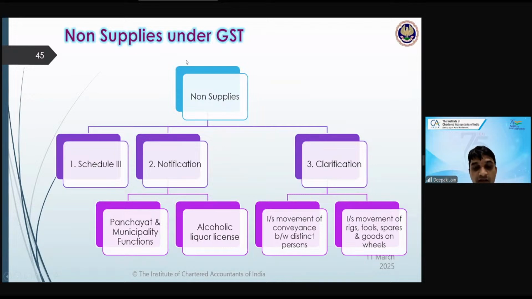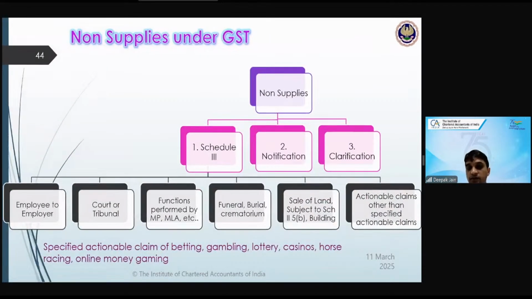Then, okay, there's a query here. So gaming and lottery not liable to GST? No, gaming and lottery are liable to GST. What we have discussed here is they are not actionable claim for the purpose of GST. Actionable claims other than specified actionable claim. When they say other than, which means these things are liable to GST. Clear? Apart from this six, because these six are also actionable claim.